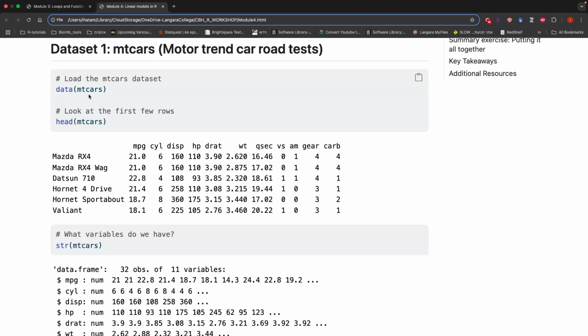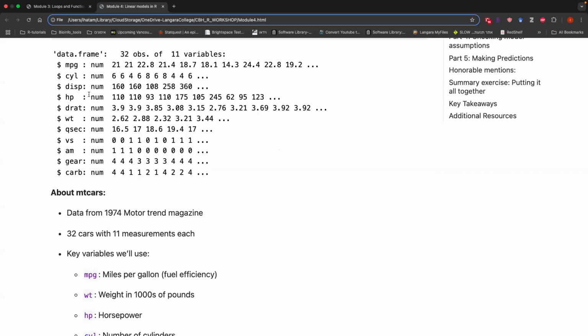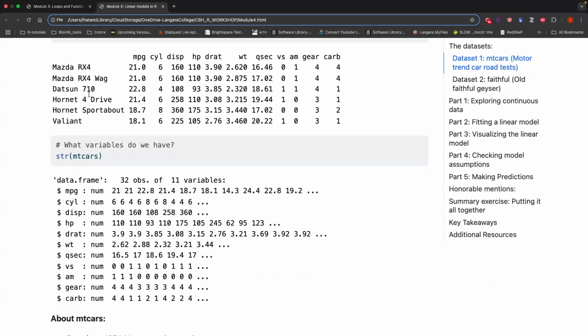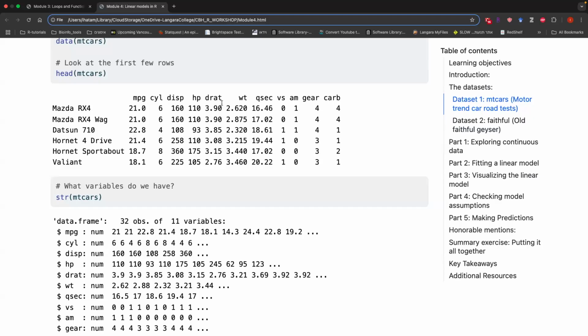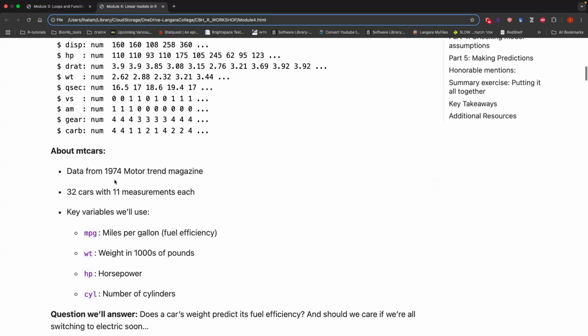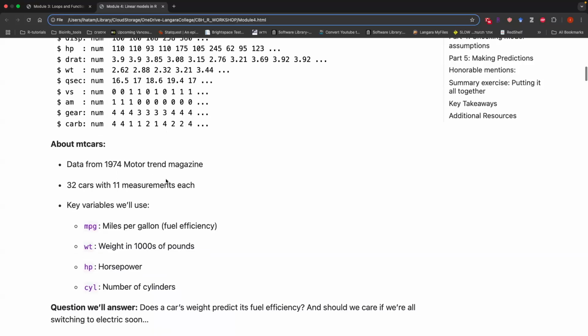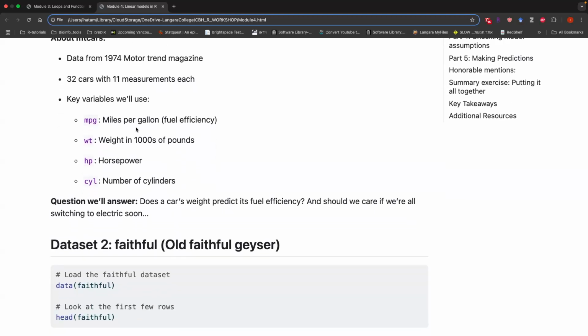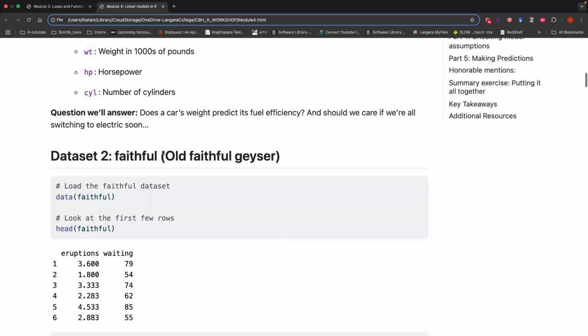Okay, so I want you guys to run this, mtcars, and structure. Okay, you guys got it? Okay, so you can see that we have multiple columns here. This is data from 1974, so very, very current. Motor Trend magazine, 32 cars with 11 measurements. The key values that we will use here: MPG, miles per gallon for fuel efficiency, weight in thousands of pounds, HP is horsepower, and CYL is number of cylinders.